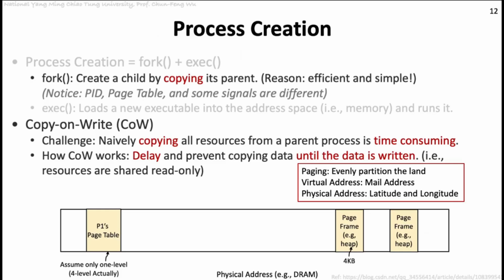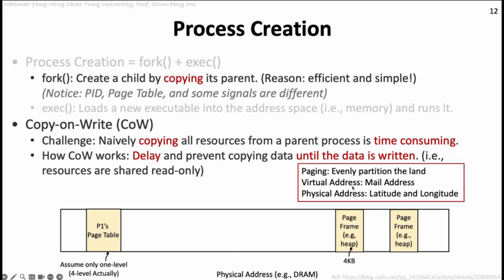Okay, so each house has their own mail address. That is called the virtual address, and each house also has a physical address, just like using the latitude and longitude. So they are very similar for Linux here. In Linux, the RAM is just like the physical memory here.